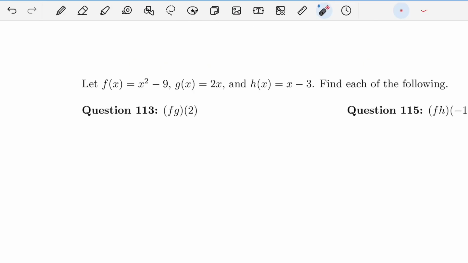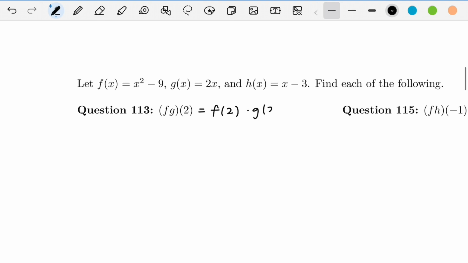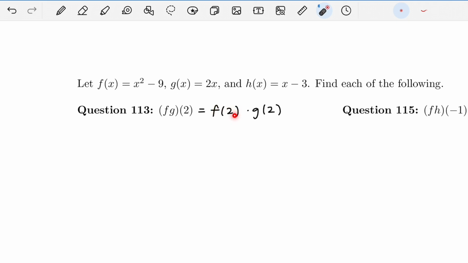Alright, so in these next two examples here, we're given three functions, f of x, g of x, and h of x. And first, we want to find this here. So this is going to be the product of these two polynomial functions, f of x and g of x, evaluated at x is equal to 2. Another way to write this would be f of 2 times g of 2. So our polynomial function, f of x evaluated at x is equal to 2 times g of x evaluated at x is equal to 2.